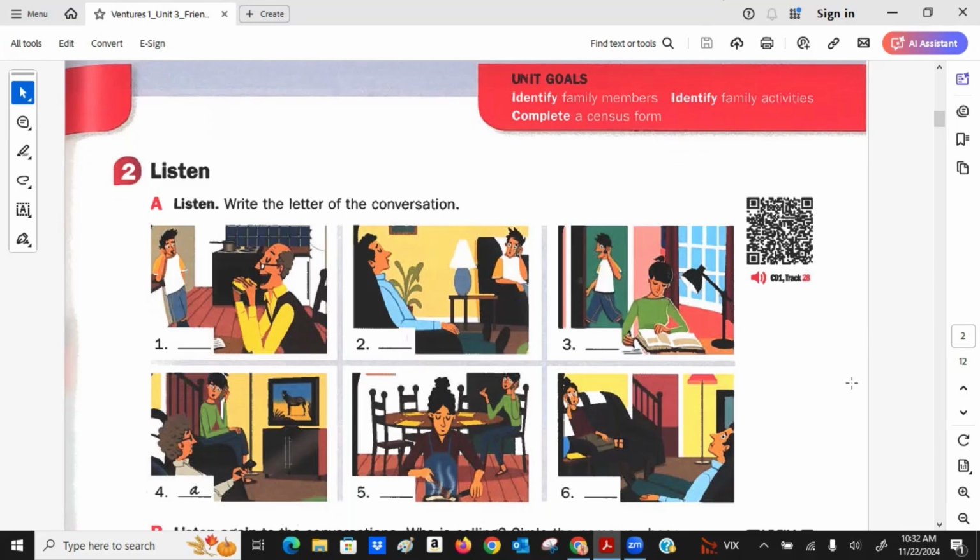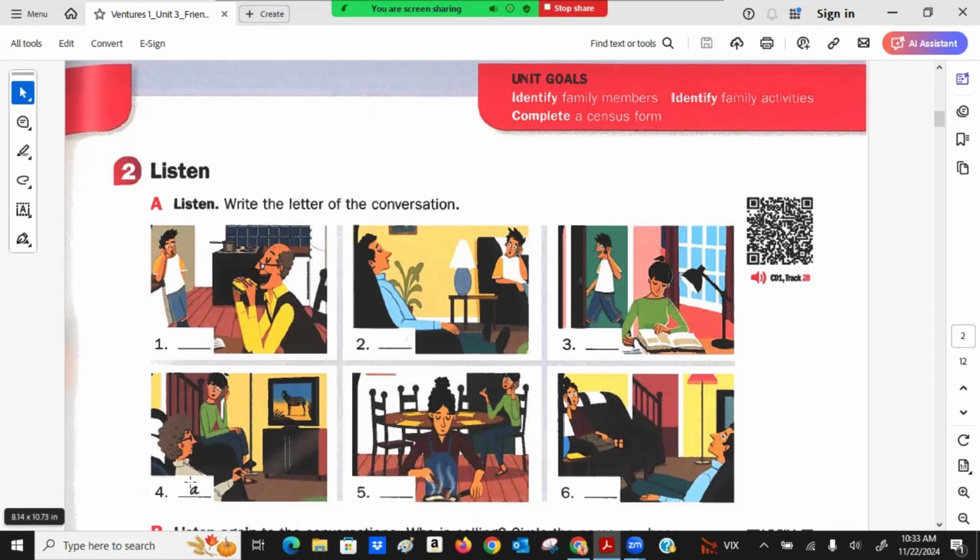Now we're going to work on activity number 2, listen. A, listen. Write the letter of the conversation. So right now I want you to focus on the letter of the conversation. You will hear several conversations, but they will say conversation A, conversation B, conversation C. So you're going to pay attention to what they say, and then you will find the picture that is related to the conversation.